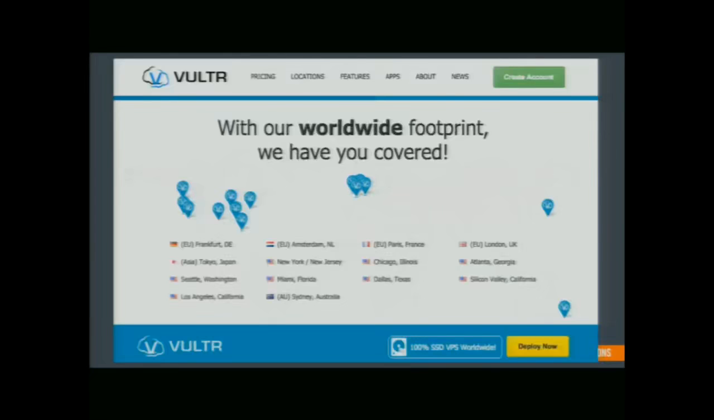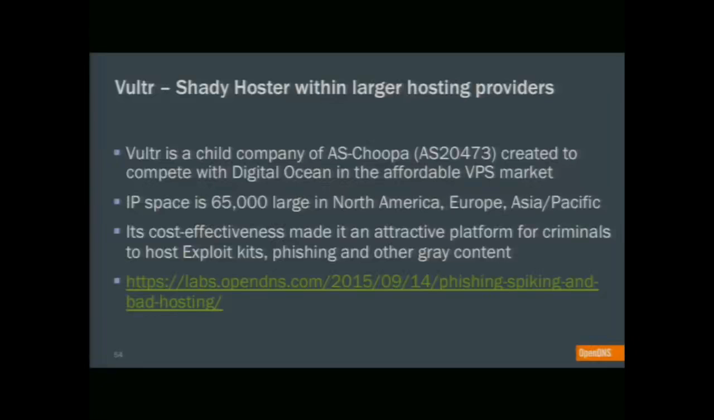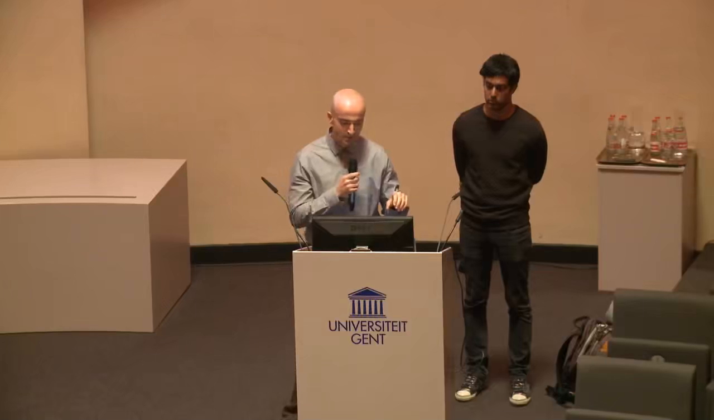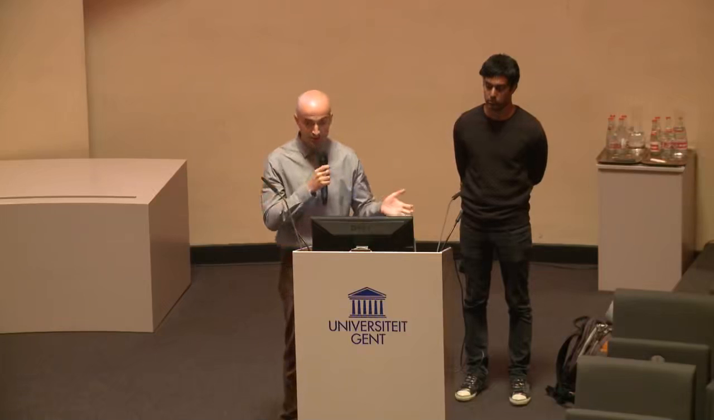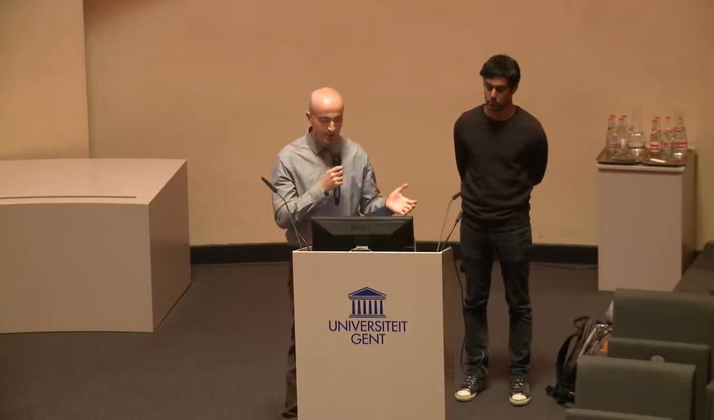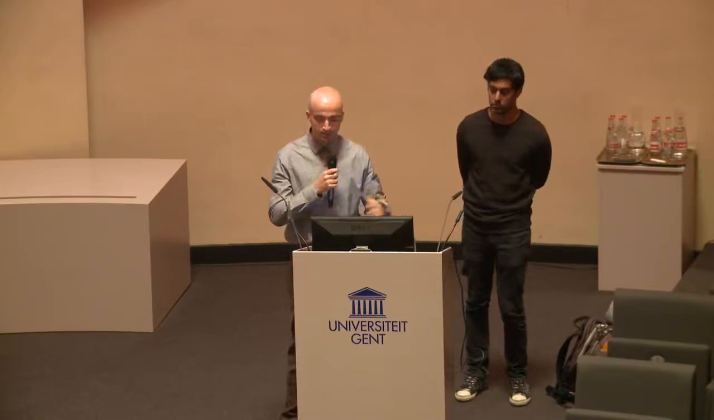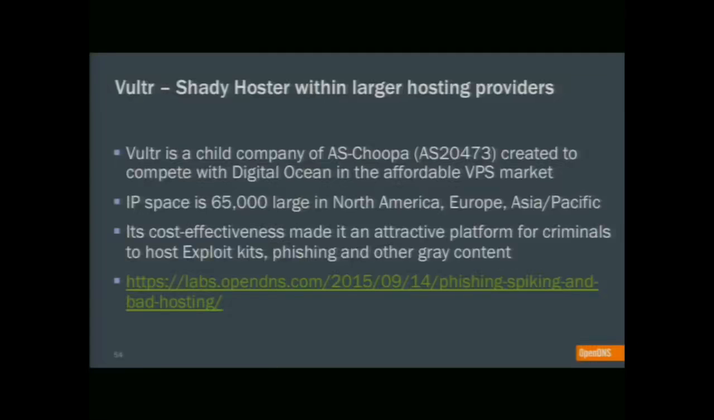So what's the story of this Vultr here? Vultr is actually a child company of AS Chupa. That's the AS number. This is a hosting company in North America. And they created Vultr as a small company to compete with DigitalOcean on the affordable VPS market. So they actually have a large IP space, like 65,000 IPs spread across ARIN, RIPE, and APNIC.